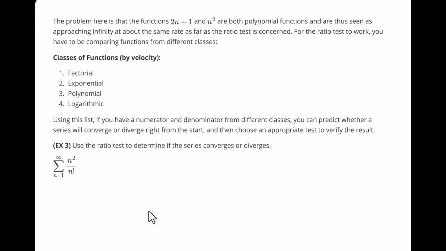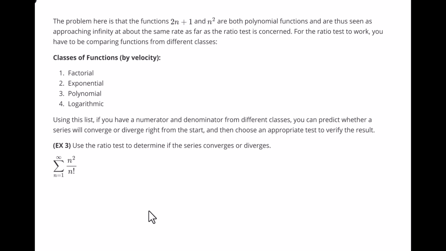to keep from running into this situation, it's a good idea to try and find out when this could happen so that you prevent yourself from running into the possibility. And here's a good sketch of what I do to try and avoid it. The functions 2n plus 1 and n squared are both types of polynomial functions. And the ratio test at least sees those as going to infinity at about the same rate as each other. It doesn't really matter the degrees, the ratio test just sees them both going to infinity at about the same rate.